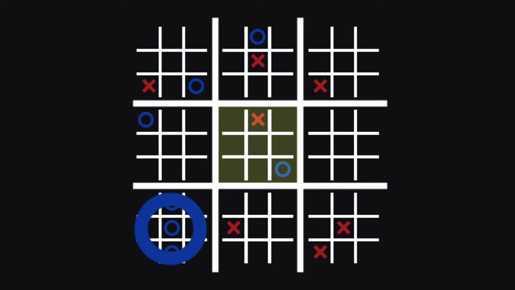Well, unless you have been sent to play in a won board. In this case, if my opponent plays in the bottom left square, well, the bottom left board is won, and so I actually get to play on any free board. This obviously applies to any move that forces you to play in a board that has been won.